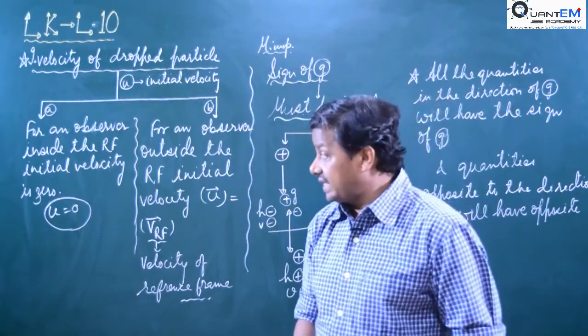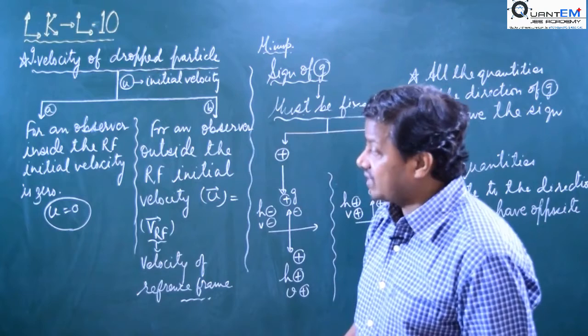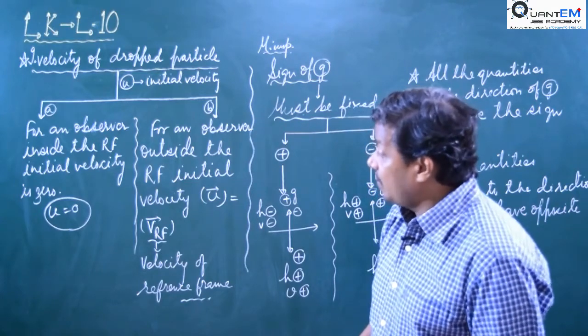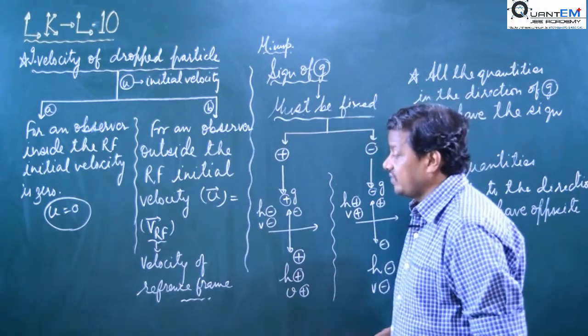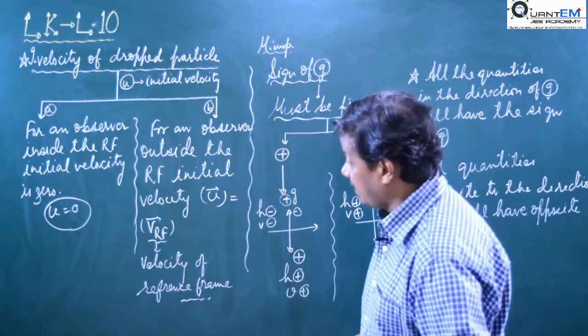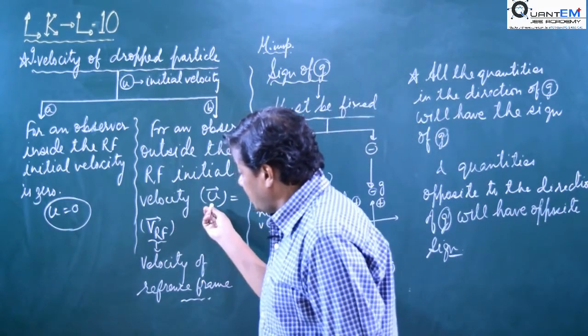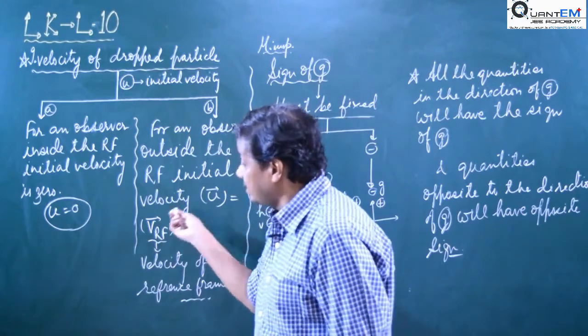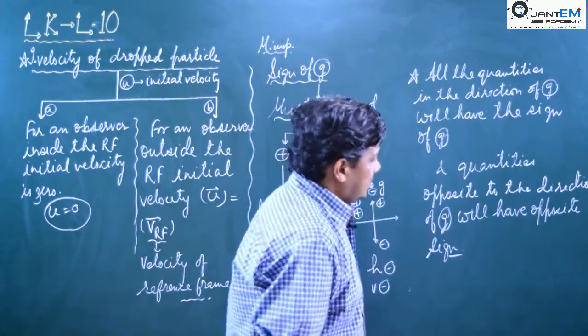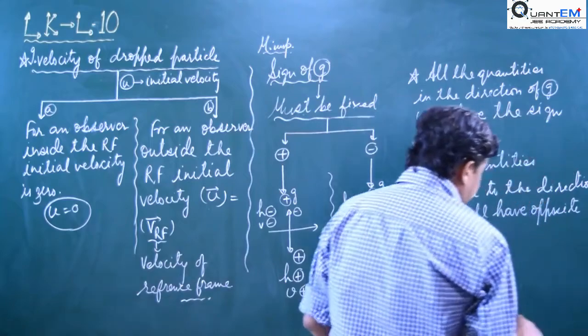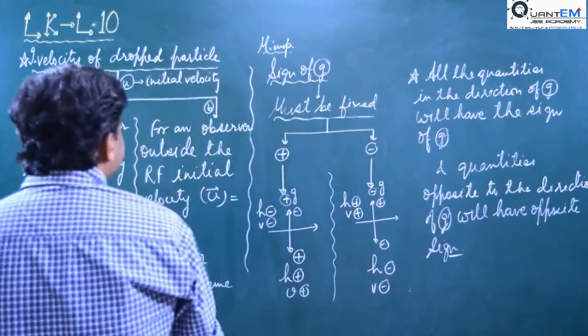If the observer is inside the reference frame, then the initial velocity will always be 0. But if the observer is outside the reference frame, then the initial velocity of the dropped particle will be equal to the velocity of the reference frame, with both magnitude and direction. Okay. Now we visualize some conditions here.